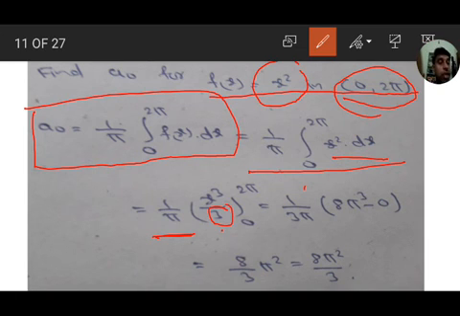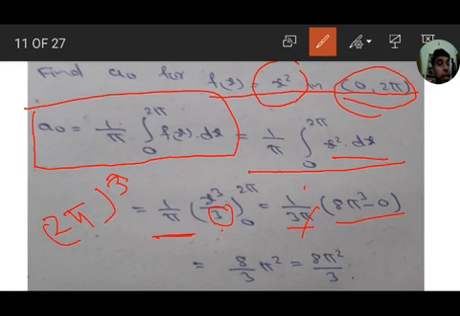3 is outside, so 1 by 3 pi, upper limit 2 pi, 2 pi whole cube. 2 pi whole cube means 8 pi cube, and 0 cube means 0. So one pi cancels with the pi, and we get pi square. So 8 by 3 pi square, that is 8 pi square by 3, is the answer.